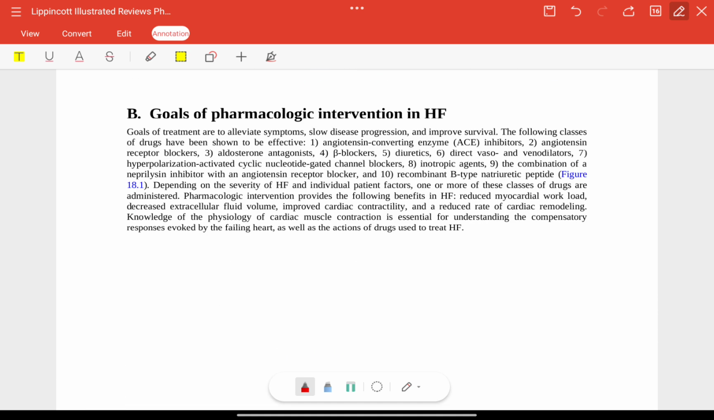Goals of pharmacological intervention. What are the goals to be taken into account? ACE inhibitors, ARBs, aldosterone antagonists, beta blockers, diuretics, direct vaso and venodilators, hyperpolarization activated cyclic nucleotide gated channel blockers, inotropic agents, the combination of neprilysin inhibitor and angiotensin receptor blocker, and recombinant B-type natriuretic peptide.